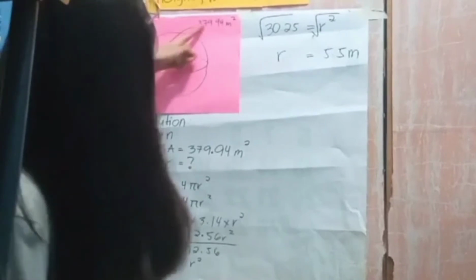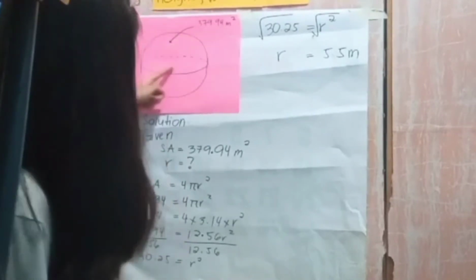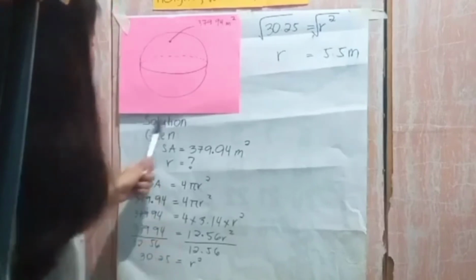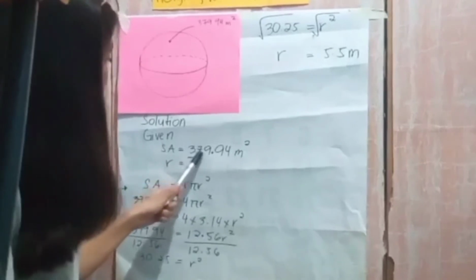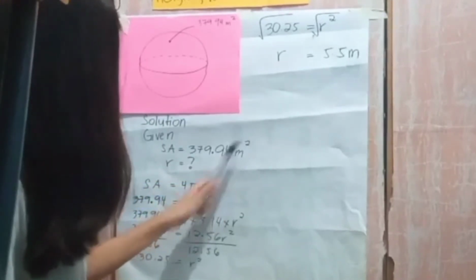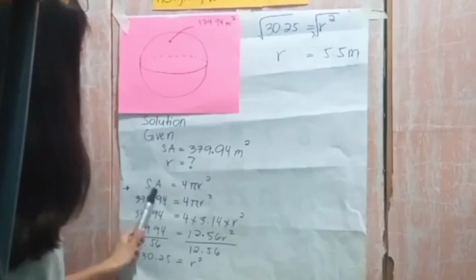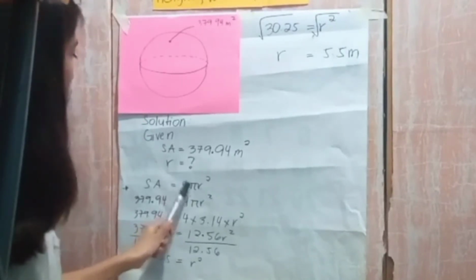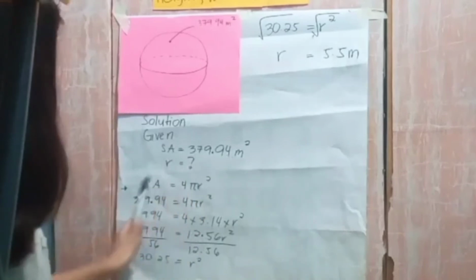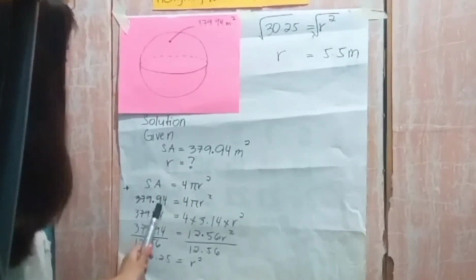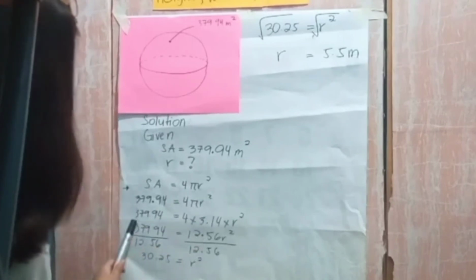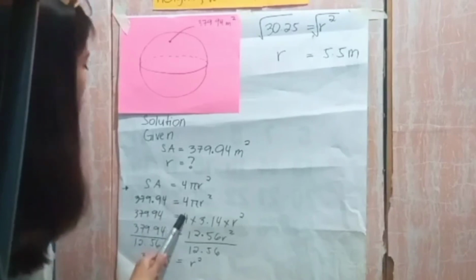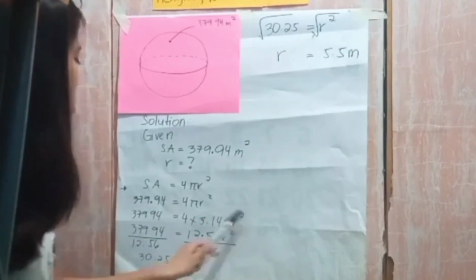So let's have another example where the only given is the surface area of a sphere. We need to get the value of the radius. Solution. The only given is the surface area, which is 379.94 meters squared. The SA formula is equal to 4 pi r squared. Copying the SA value, 379.94 is equal to 4 times 3.14 times r squared.